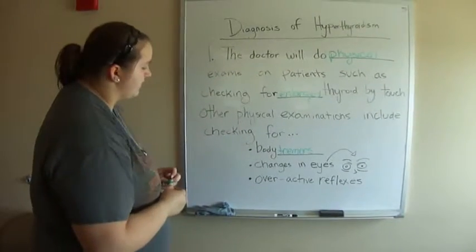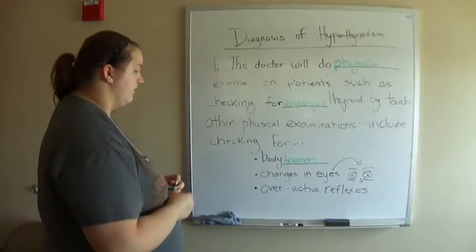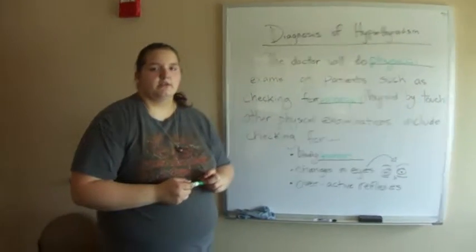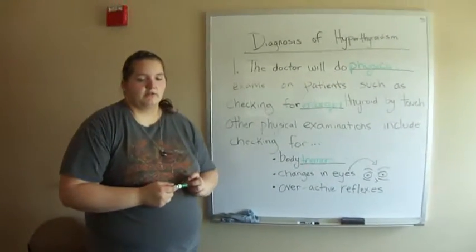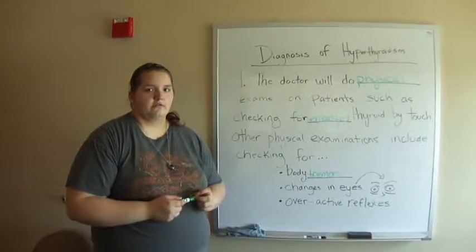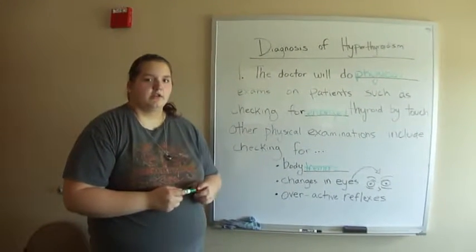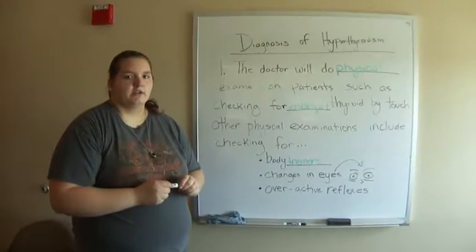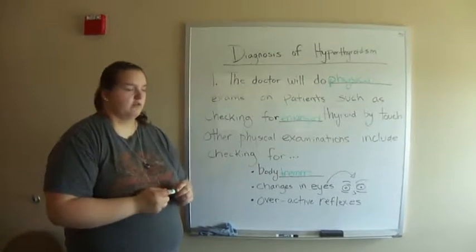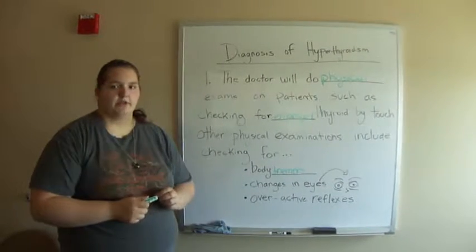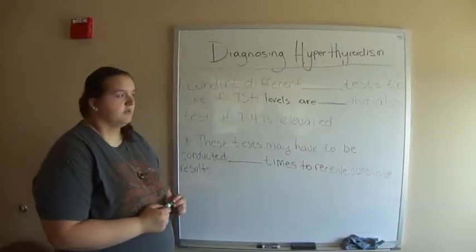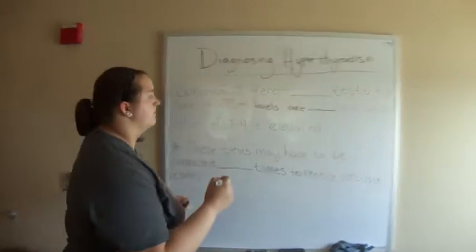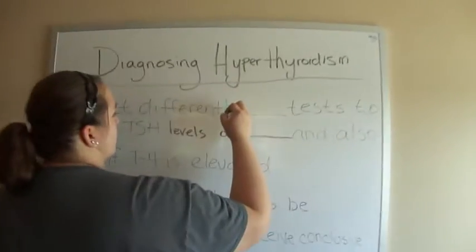Another thing that the doctor may check for is an overactive reflex. The doctor will have you sit down and test your reflexes with a reflex hammer. He'll tap your knee, and if your reflex reacts too much, that may also be an indication that you have hyperthyroidism. Other methods a doctor may conduct are different blood tests.